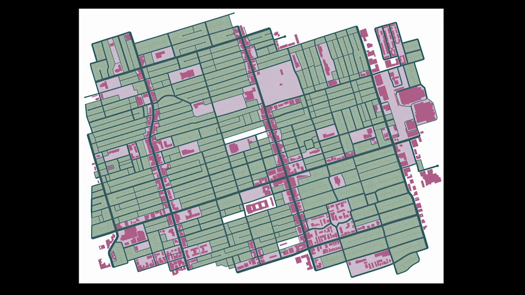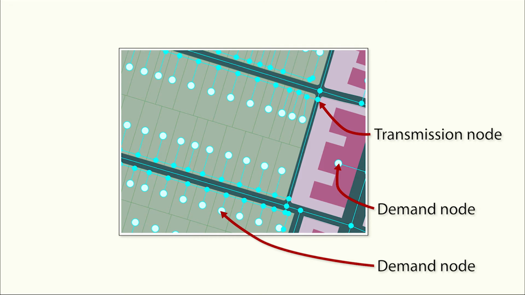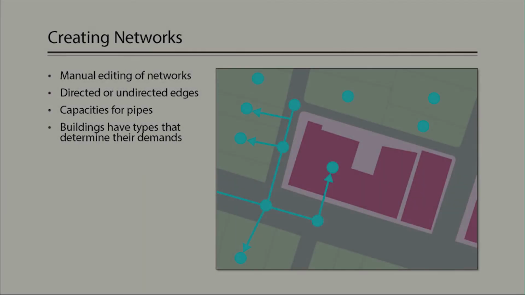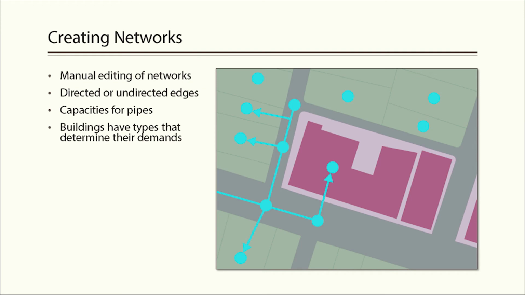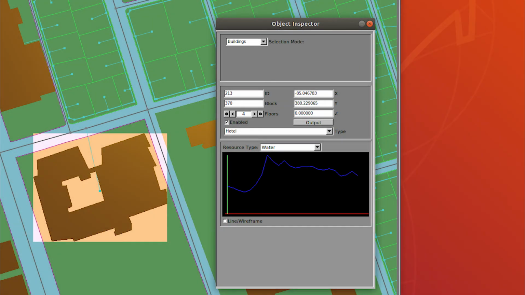This image shows our application's view of the area around Mirvish Village in Toronto. In this representation, parcels and lots are in green, while buildings are in light purple. Infrastructure systems show up as overlays on this basic block and lot model. Infrastructure systems are created manually. Edges can be directed or undirected, pipes can have capacities, and each building is assigned a type that determines its demands.